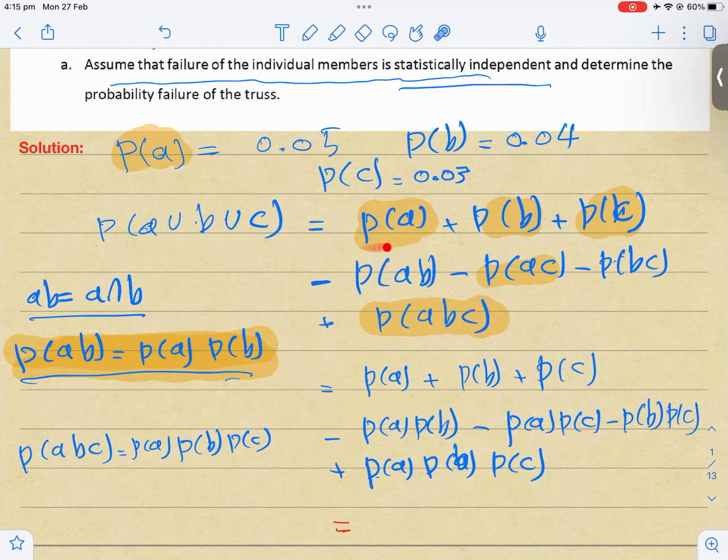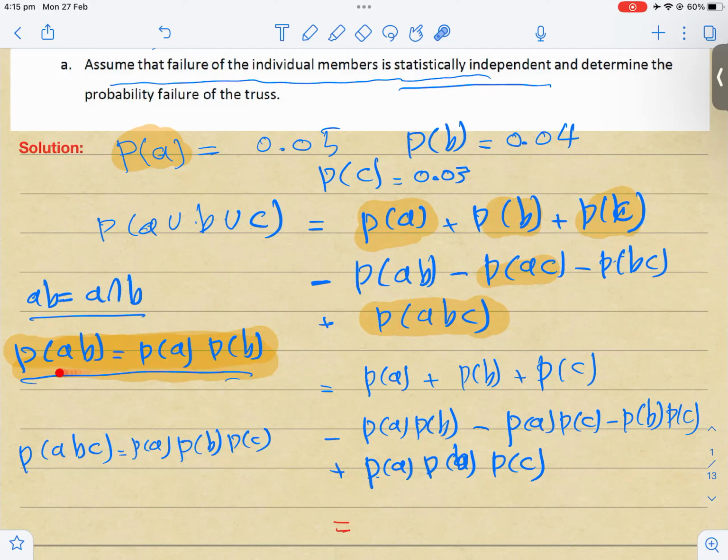Now, probability of A, B, C, we have them. We can just substitute them, minus probability of AB, probability of AC, probability of BC. What we will use is that they are independent. So probability of A intersection with B means probability of A times probability of B, and the reason comes from conditional probability. Okay, we will review.